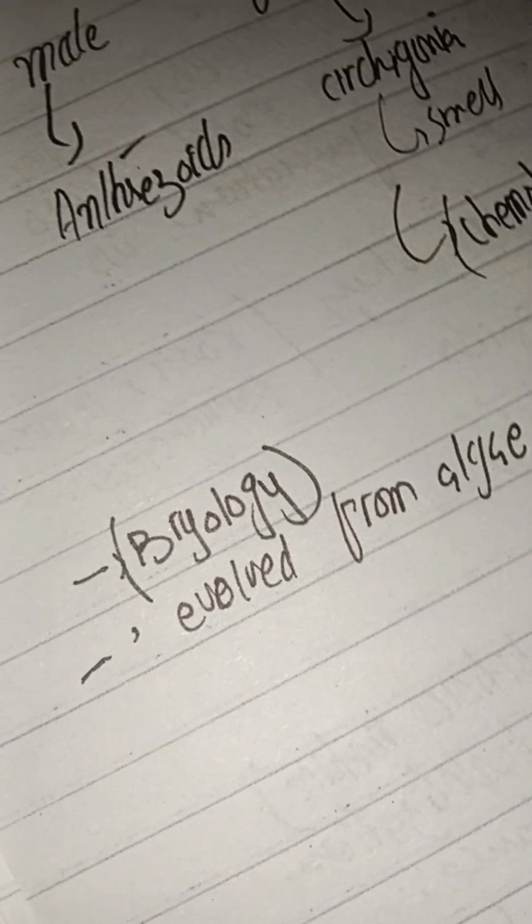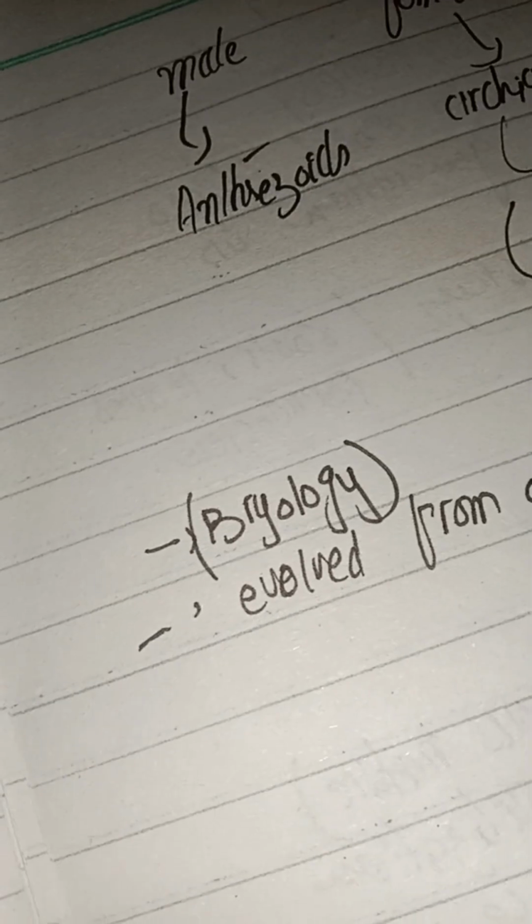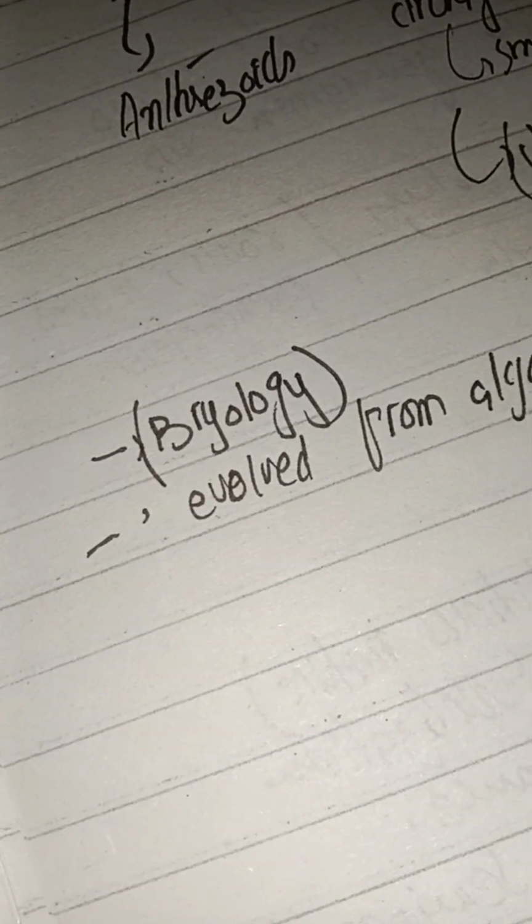They have the heteromorphic alternation of generation. What does it mean by heteromorphic? I've already explained that: the asexual and the sexual generations differ, that's why we say heteromorphic. Okay, so this is all about the bryophytes.